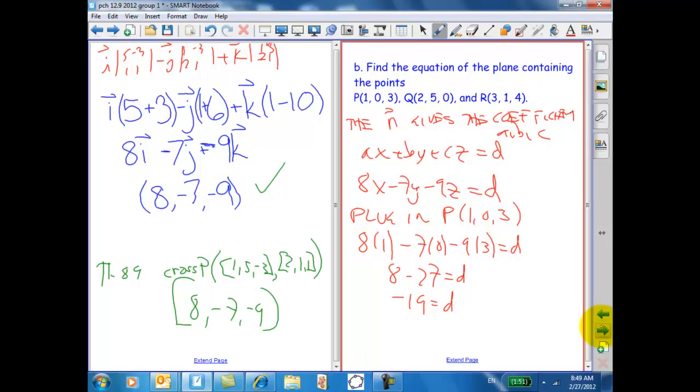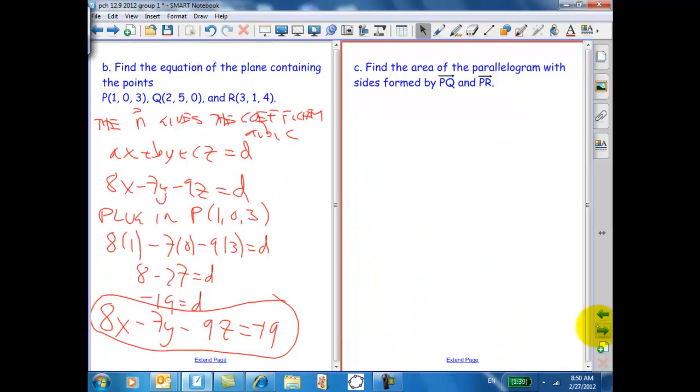No, that's a constant. You've got to put it back into your equation. So your plane is 8x minus 7y minus 9z equals negative 19. And I think you'll find the other ones work, right? You put (2, 5, 0) in, you get 16 minus 35, that's negative 19. You put in (3, 1, 4), that's 24 minus 7 minus 36, that's negative 19, right? So it works for all three.